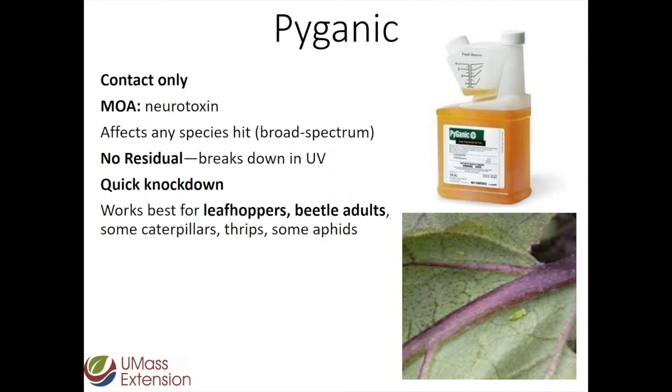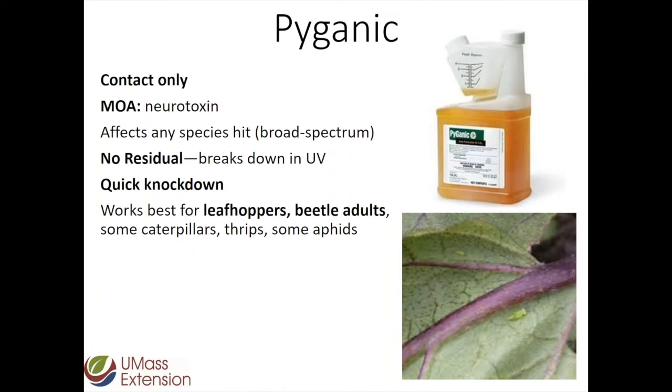because it has this short period of activity, and it also only works on contact. So this does not have to be ingested by the pest in order to kill it. It's a neurotoxin. When it comes in contact with the insect, it dies. It's very broad spectrum, so if you have beneficial insects out there, those will be susceptible also. So you want to be careful to use Pyganic, like not when there are bees foraging and things like that.